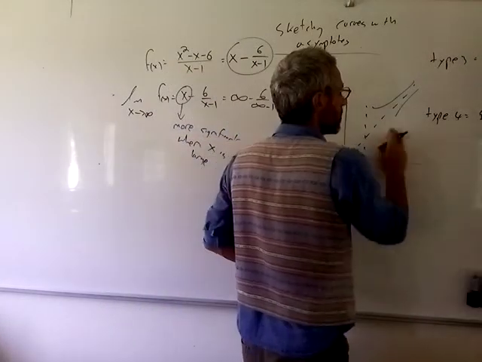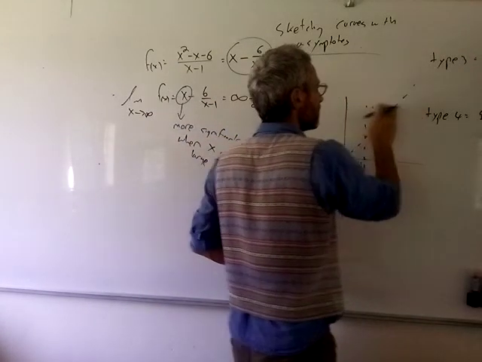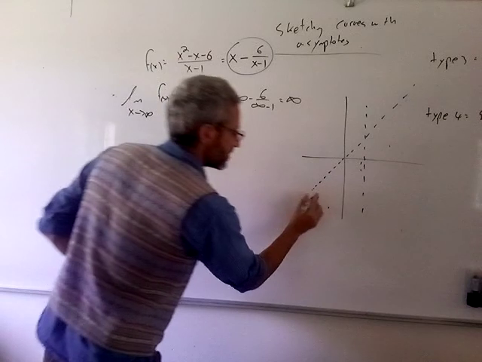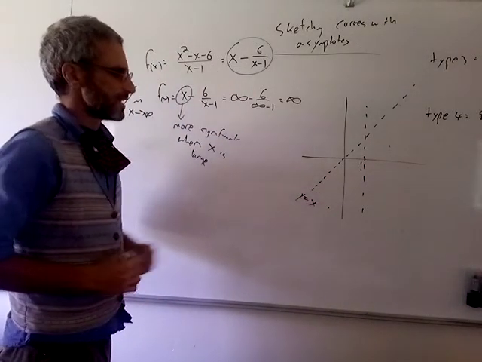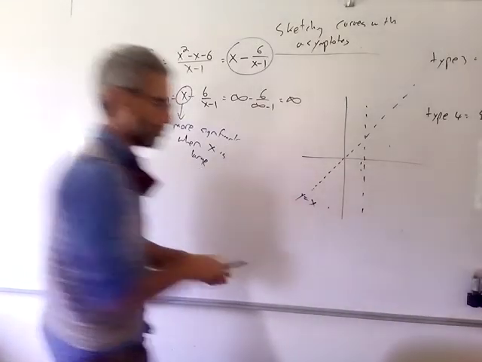I still don't know which one it is. We need to get some more information. But I've written the oblique asymptote: y equals x. That's the oblique asymptote.